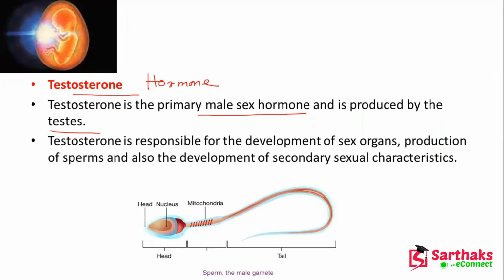secondary sexual characteristics. Here you can see the male gamete, where you have the head, nucleus, and mitochondria. This is the head portion, this is the mitochondria portion, and this is the tail portion. Okay, so this one is the sperm. And testosterone is the primary male sex hormone, and is produced by the testes.